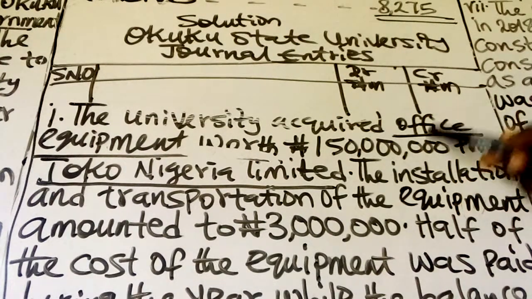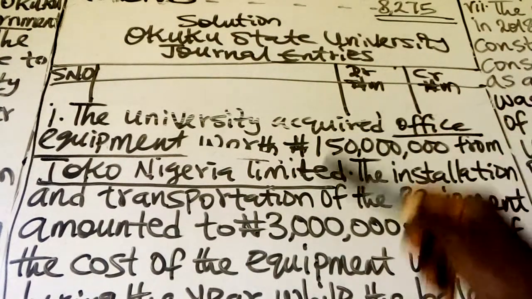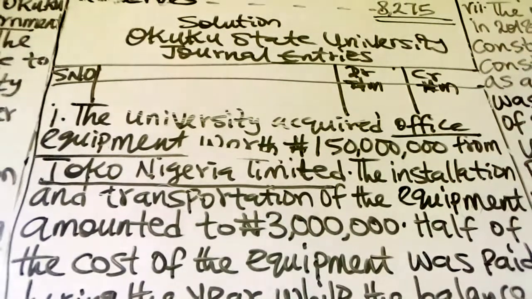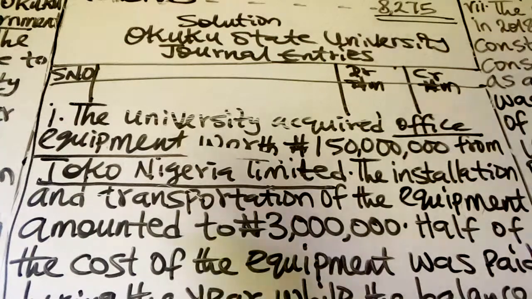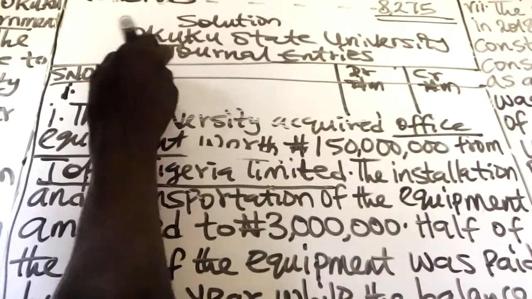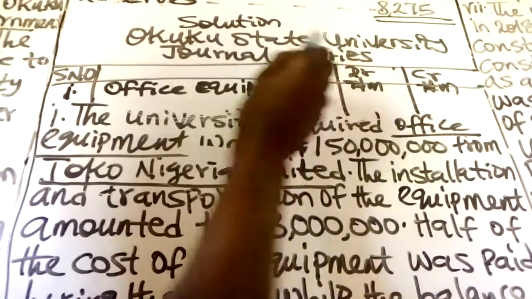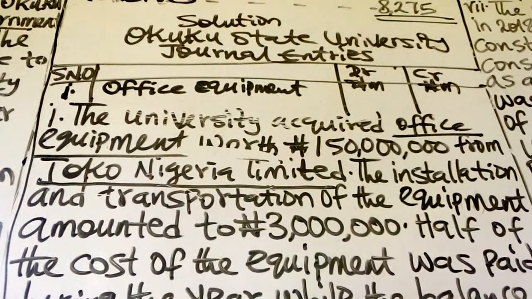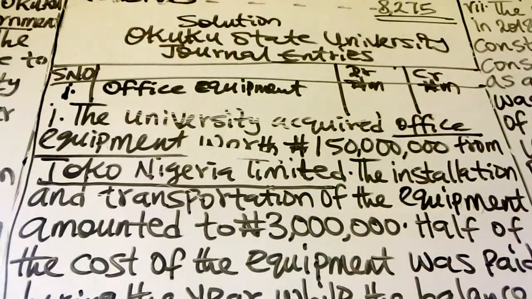After that, an increase in assets should be debited. That means you are going to debit the office equipment account, then you credit Joko Nigeria Limited account. Or we debit the receiver and credit the giver. The giver is Joko Nigeria Limited. So for note one, we are going to debit office equipment and credit Joko Nigeria Limited, which is the accounts payable. So you credit the accounts payables account and you debit the office equipment.